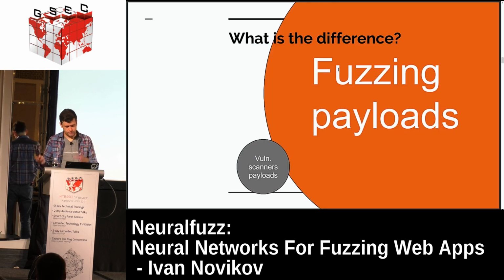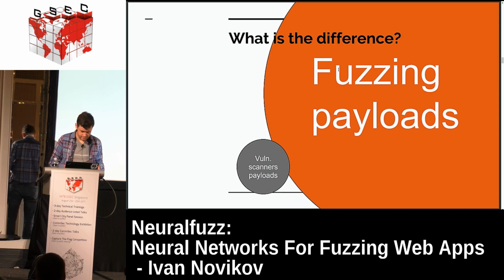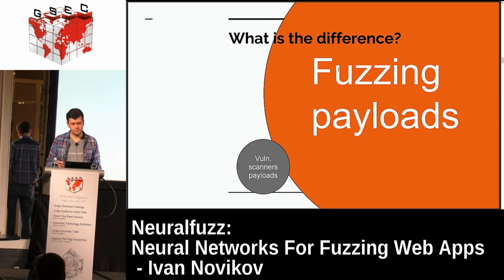So the difference between fuzzing and classic payloads inside the tools, like, I don't know, Acunetix or Burp or FuzzDB or other things, is that the coverage is huge. It's almost impossible to find a new sort of vulnerability using old techniques, which is super obvious.